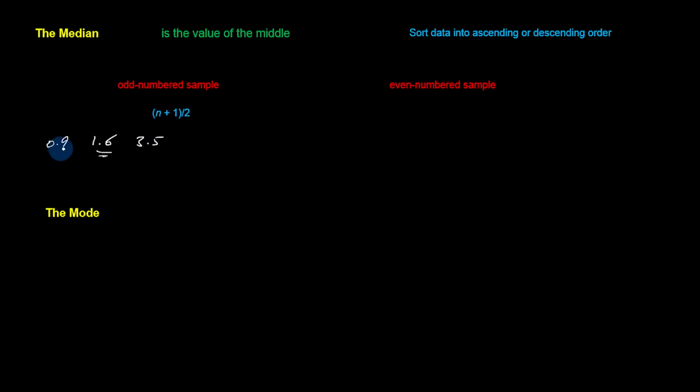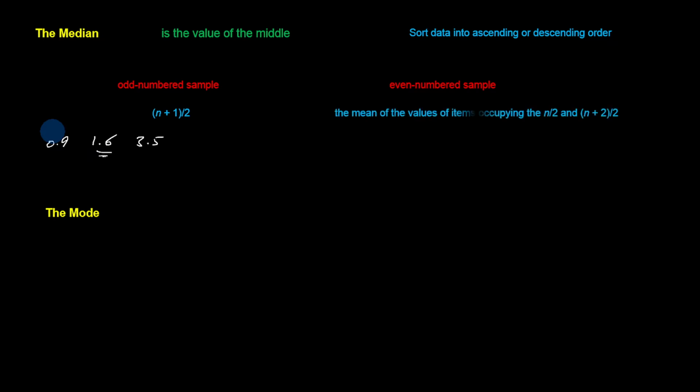But to do that, we have our n is 3. 3 plus 1 is 4. 4 divided by 2 is 2. So our second observation is our median. And as we can clearly see, one observation lies above the median, and one observation lies below the median.